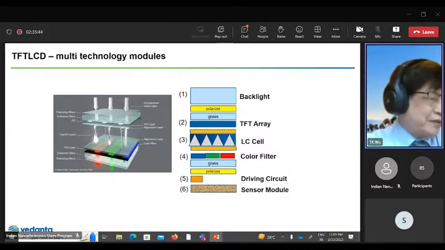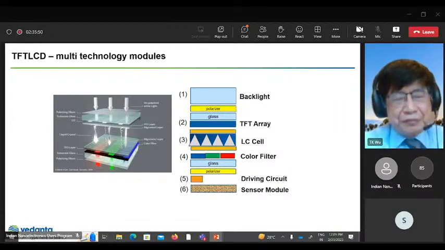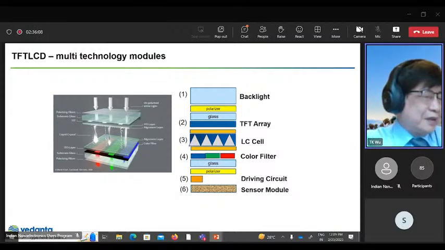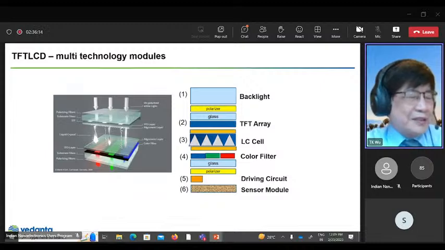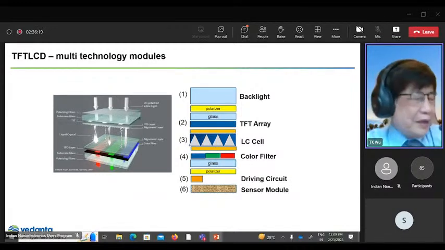And number four is the color filter. The color filter creates the color. Actually, the liquid crystal is a light bulb. When the light bulb is turned on or off, controlled by the TFT array, the light passes through the RGB, and by blending we can have multicolor. Number five is the electric circuit that transfers the signal to the pixel. And the last one is the integrated module.